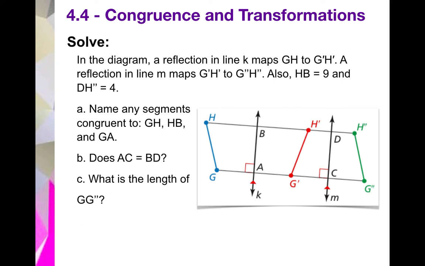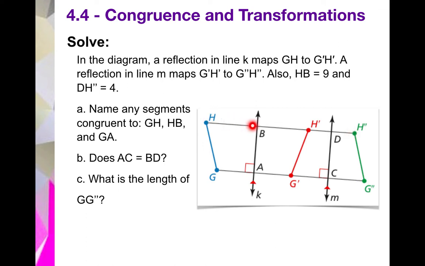So in this diagram, we're taking GH and we're reflecting it across K and getting G prime H prime, and then reflecting it across M to get G double prime H double prime. So name any segments congruent to GH. Well, GH is going to be congruent to G prime H prime and to G double prime H double prime.